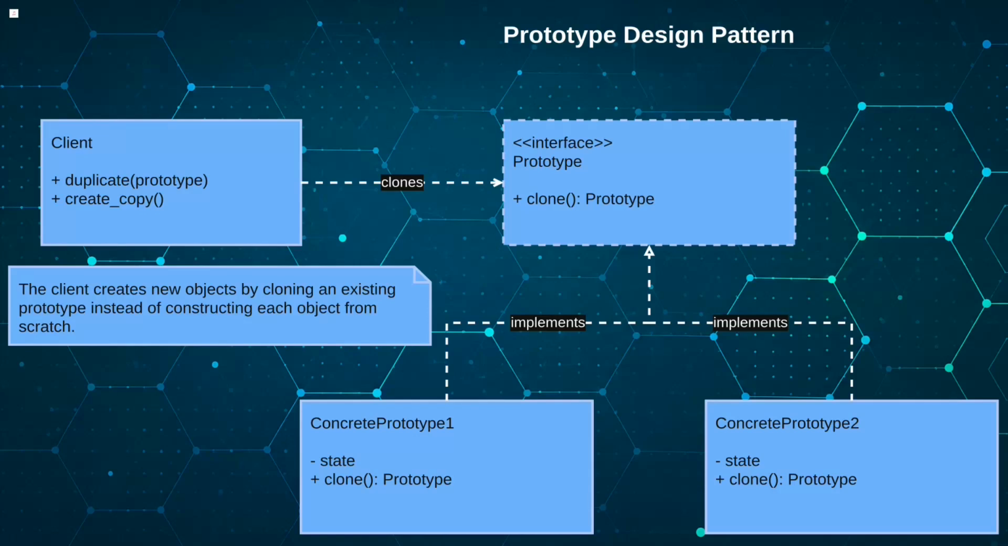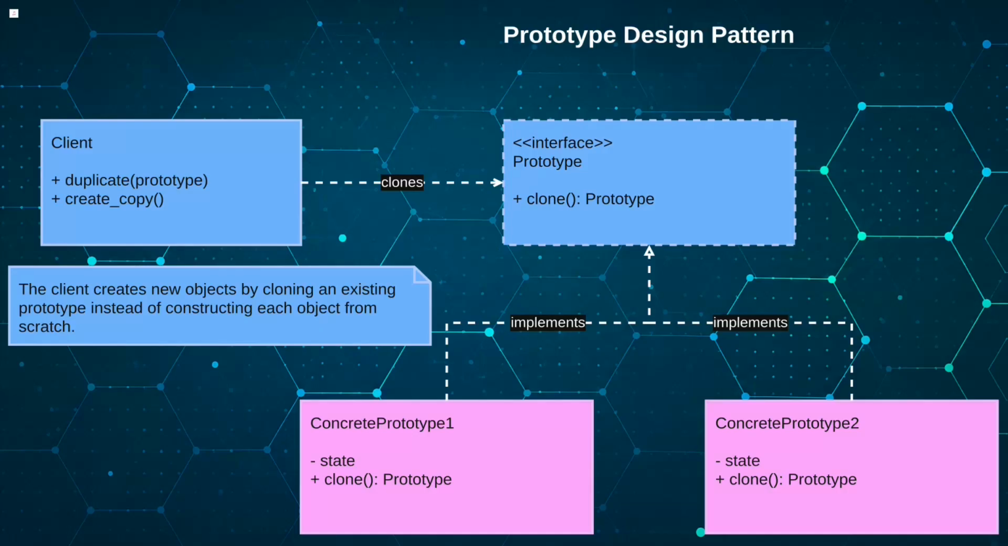Can create differently configured objects by cloning different prototype instances rather than repeating their instantiation logic. Student summary. Prototype defines how an object can be cloned. It gives the client a common way to request a copy.